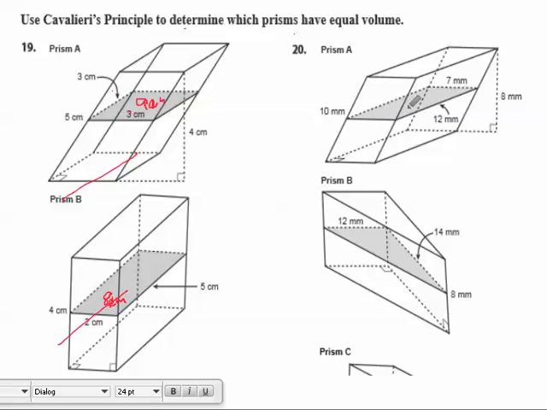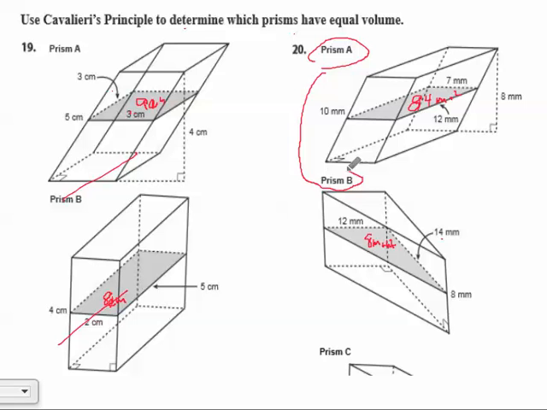But over here we've got a 12 by 7. That's 84 millimeters squared. And this one is a 12 by 14. That's a 12 by 7, really, because it's 12 times 14 divided by 2, which is 84 meters squared. Same dimensions, right? So over here we've got an 8 millimeter height. Over here we got 8 millimeter height. These two would be the same volume.